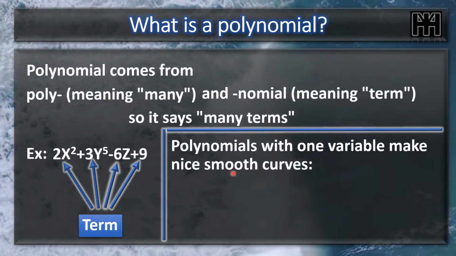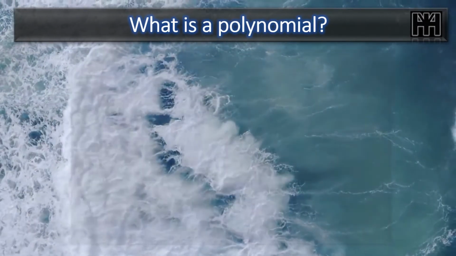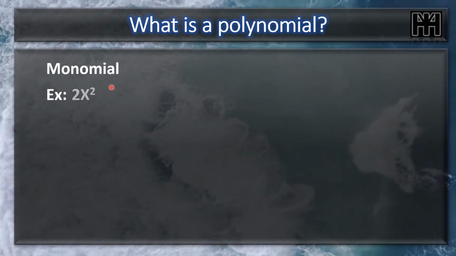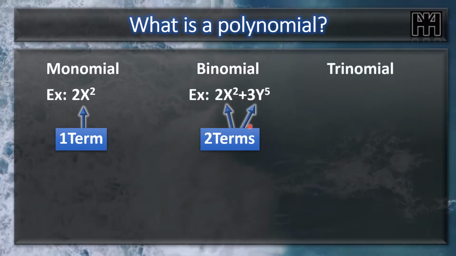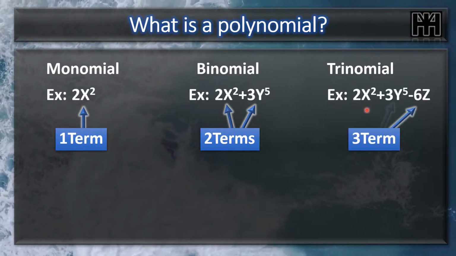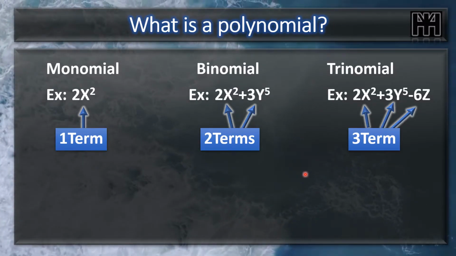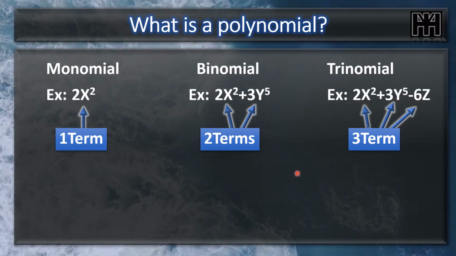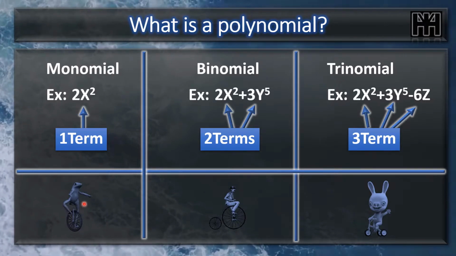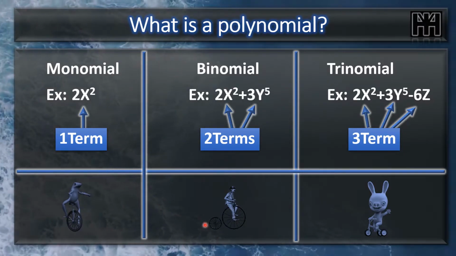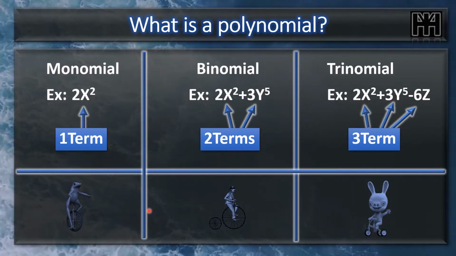Polynomials with one variable make a nice smooth curve, like this curve. Monomial has one term, binomial has two terms, and trinomial has three terms. And we can call them polynomials, but it's preferred to call polynomial for functions that have many more terms. They are like monobicycle and bicycle with two wheels, and trinomial tricycle with three wheels.